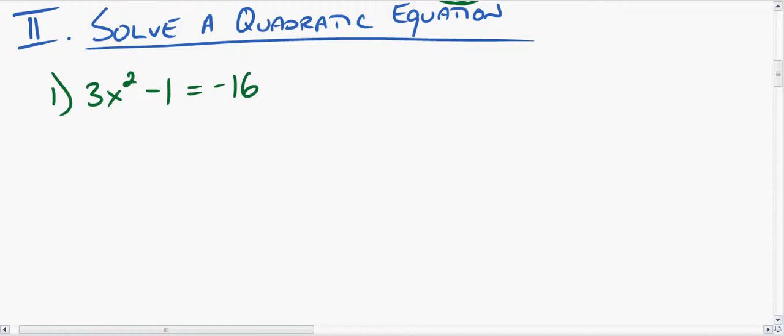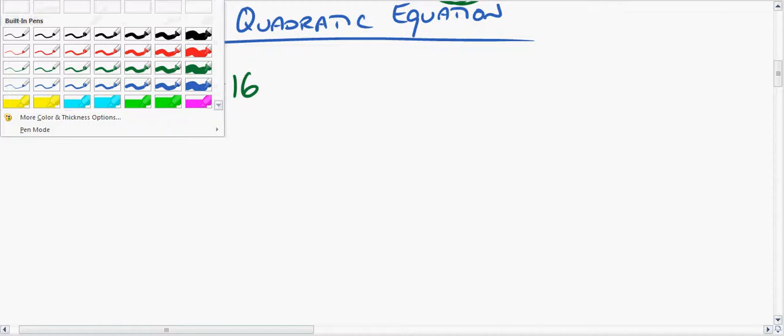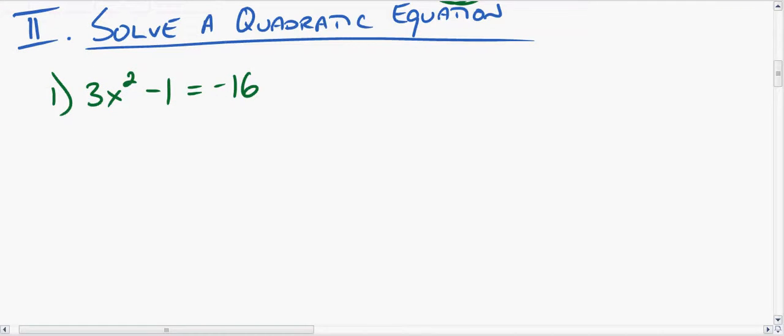This is section 4.6 part 2, where we are going to look at solving a quadratic equation. And this is basically the same type of problem we did in 4.5 when we were solving quadratics. And you wanted to isolate the x squared in this type of problem. And then once you do so, your final step will be to take the square root of the number.